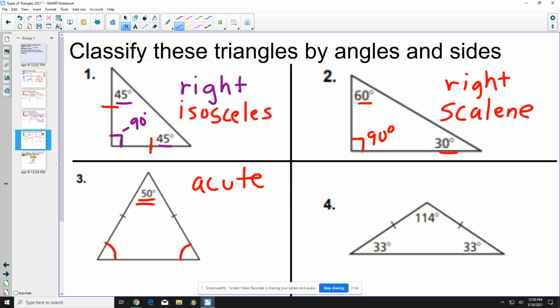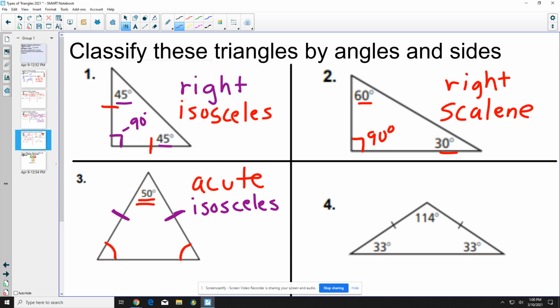Now let's look at the sides. Look, there are 2 slash marks here. That means those 2 sides with those slash marks are congruent. They're the same measure. What do we call a triangle with at least 2 sides the same length? Isosceles. Yes. So this is an acute isosceles triangle.